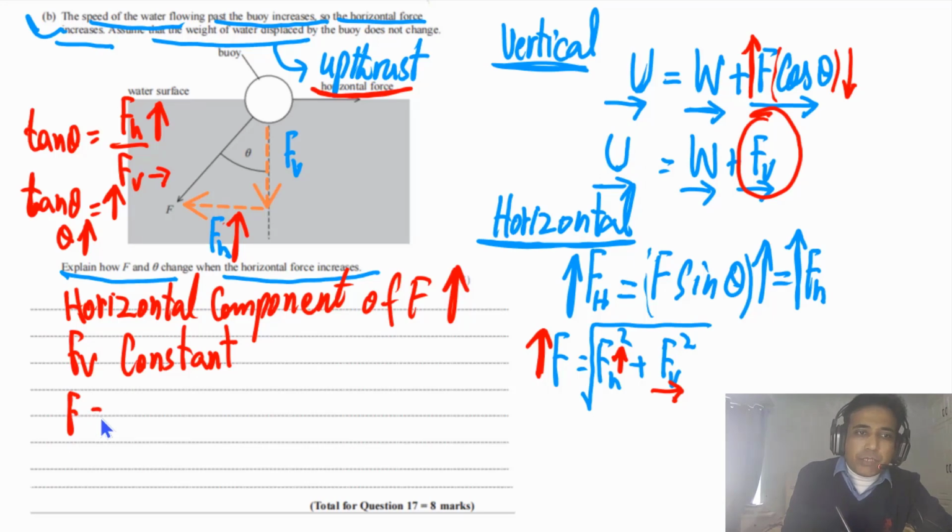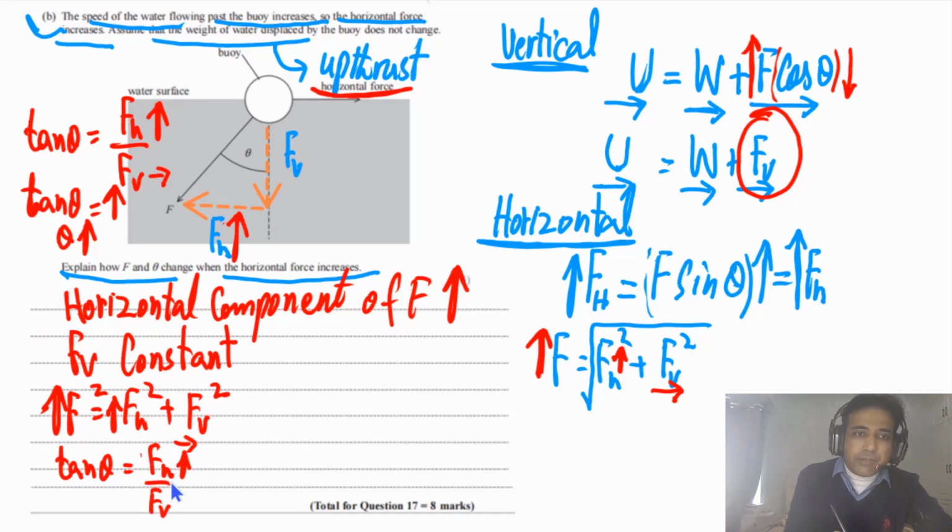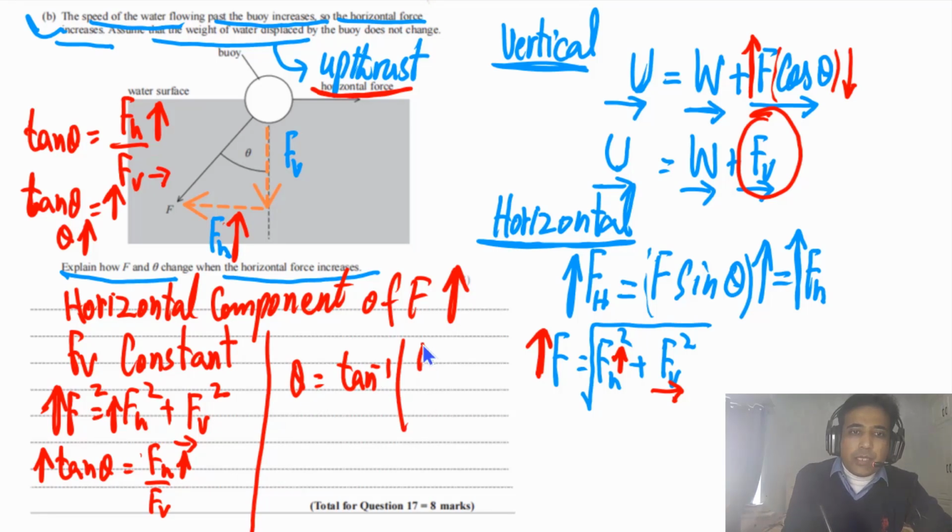Then we can write F squared equals F_H squared plus F_V squared. This remains constant, this one increases, so it means F increases. Then we can show that tangent of theta is equal to F_H over F_V. As F_H increases, tangent theta increases. Then you can also write theta is equal to tangent inverse of F_H divided by F_V. As this increases, theta also increases.